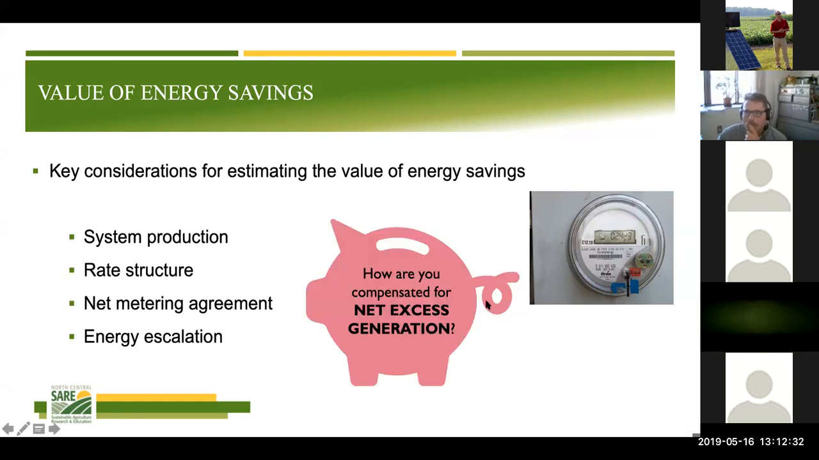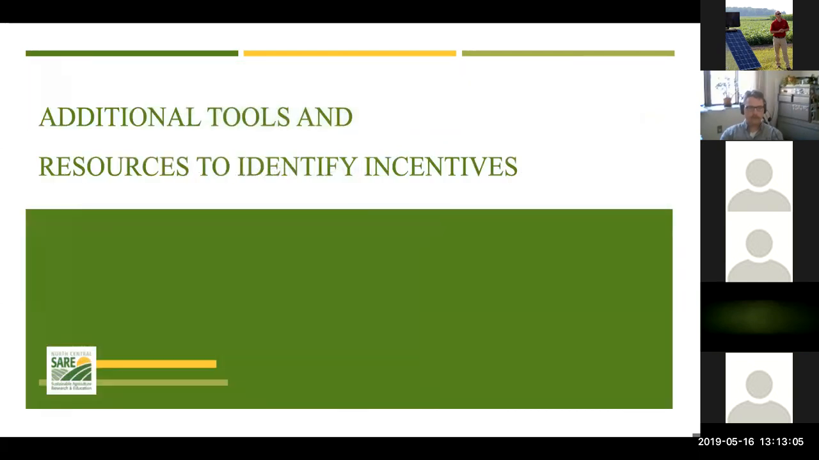The biggest piece that I keep going back to as we think about this topic is you really need to understand, number one, how much excess generation I anticipate I'm going to have based on how large I designed my system and what my load profile looks like seasonally. And then how am I compensated for that net excess generation? Because as we pointed out earlier, anything that's left on the table, any of that additional initial capital investment that's still there, and the ongoing operations and maintenance costs needs to be recovered with energy savings.